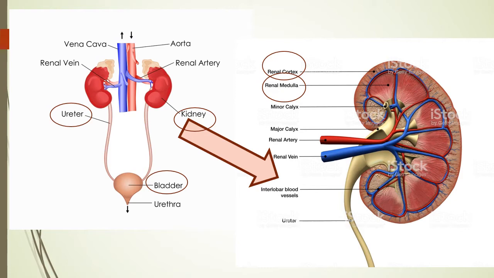The medulla is further divided into these calyx-like structures, and the cortex extends in between the medullary pyramids, these triangular structures present here within the kidney. Each kidney has nearly 1 million complex tubular structures called nephrons. These are actually the functional units. Let's take a look at the structure of the nephron.